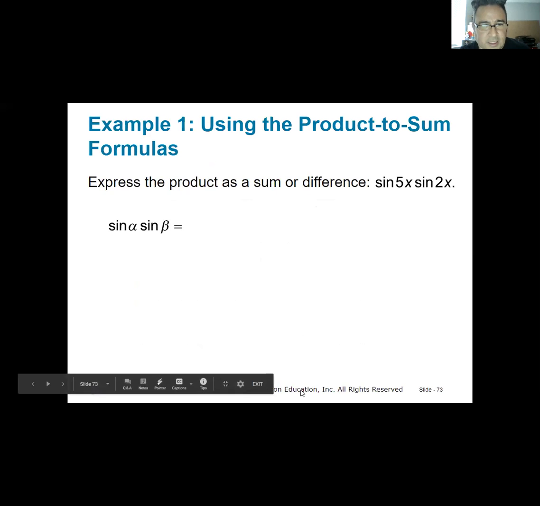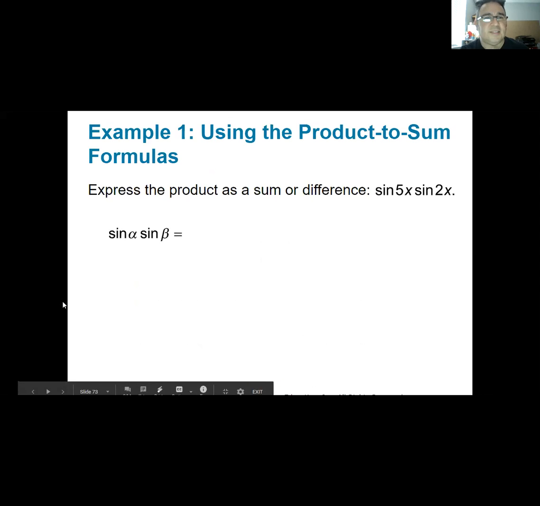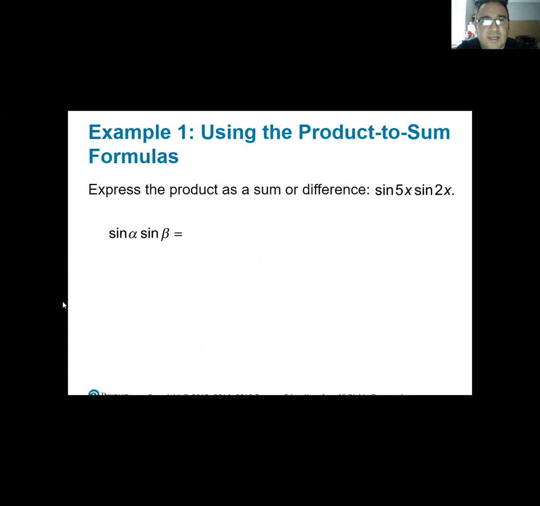So let's take a look at this one. This is example 1, so go ahead and copy that down. It says express a product as a sum or difference, and they're telling us it's sine of 5x times sine of 2x. Again, this is just about remembering the formulas. What's going to be alpha in this formula? Alpha is going to be 5x. What's beta going to be? 2x. And the rest is just plugging it into the formula.